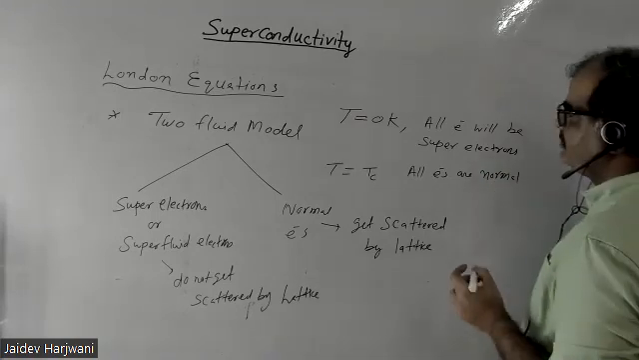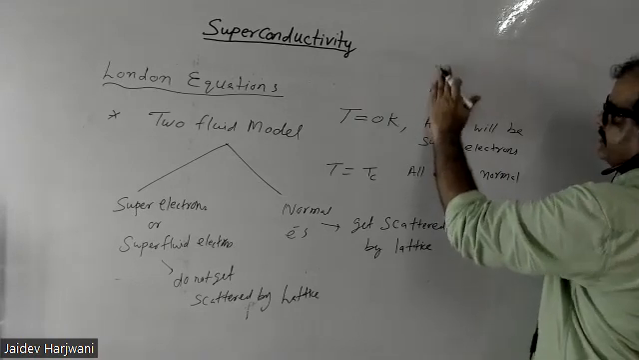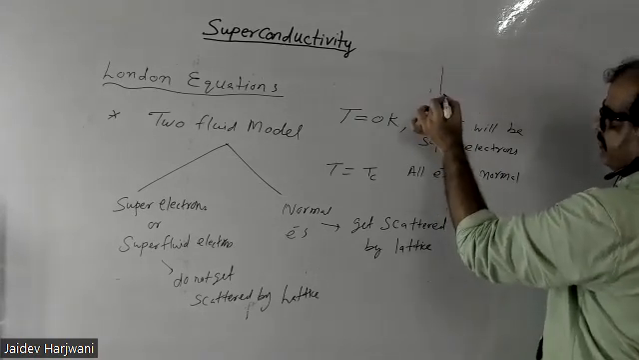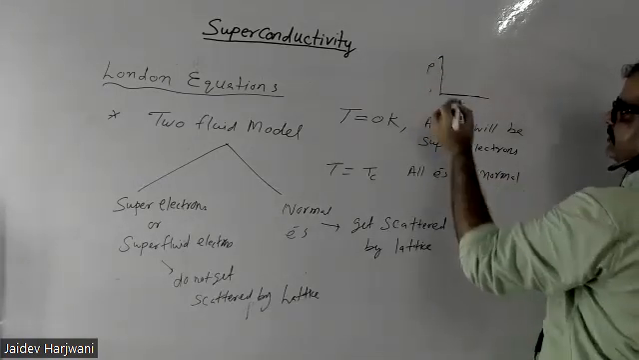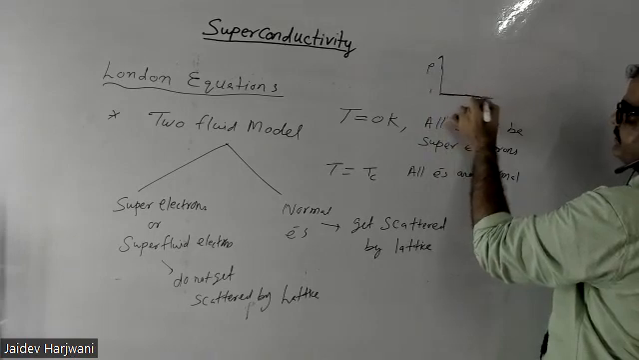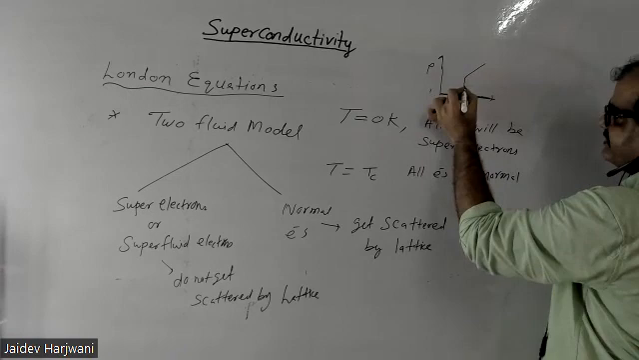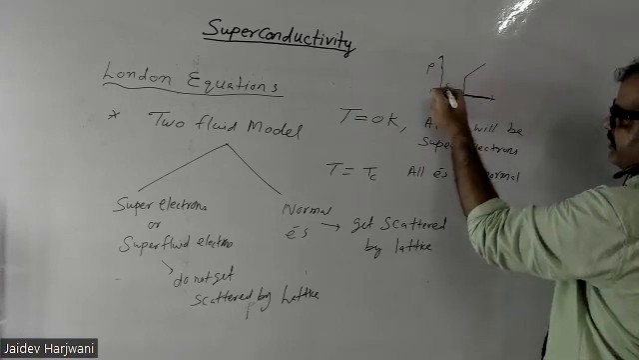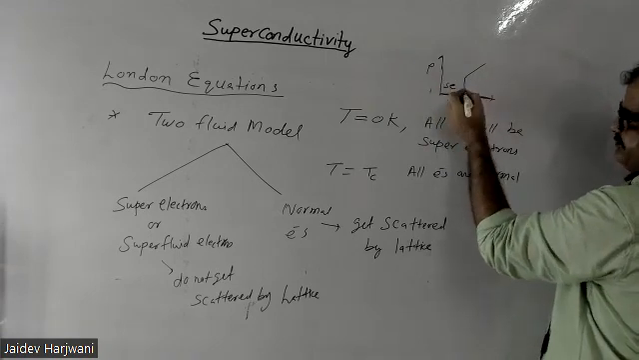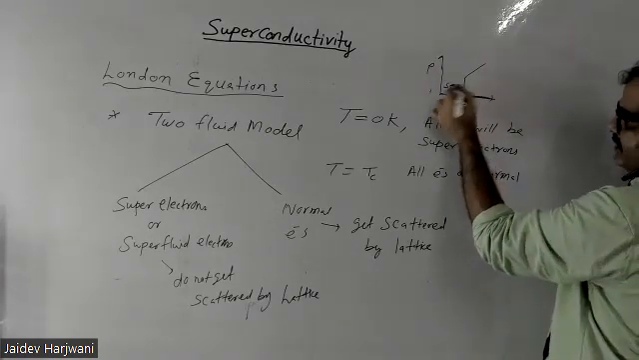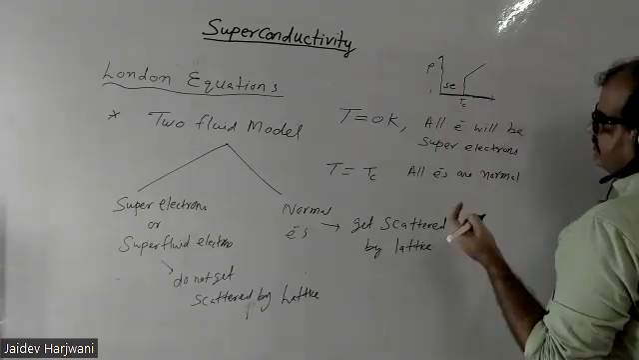I told you the superconducting transition is a reversible transition. Reversible means, suppose you are measuring resistivity: suddenly your resistance and resistivity go down and you come into the superconducting state. Below TC you are in the superconducting state. You cool below TC, you are in the superconducting state.